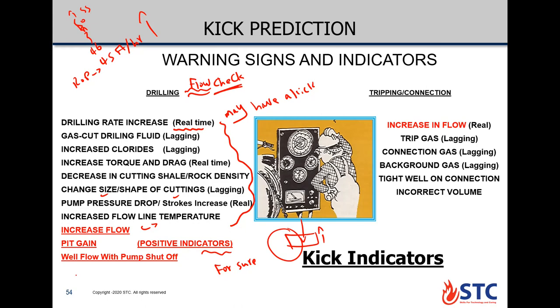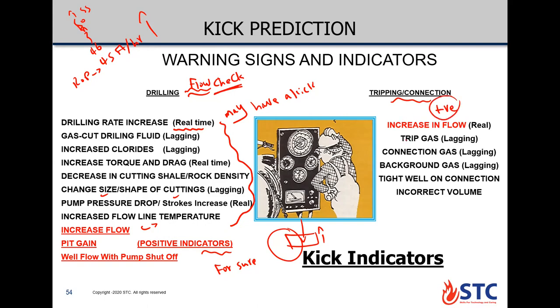If we have a pit gain, if your pit level has increased, for example, 2 barrels, 3 barrels, 5 barrels, we have a kick, and we need to shut in the well immediately without any delay. While making the flow check, if the pump is off and there is a flow, you need to shut in the well immediately without any delay. Coming to the drilling connections, if we have an increase in the flow rate, it is a positive indicator, so you need to shut in the well.